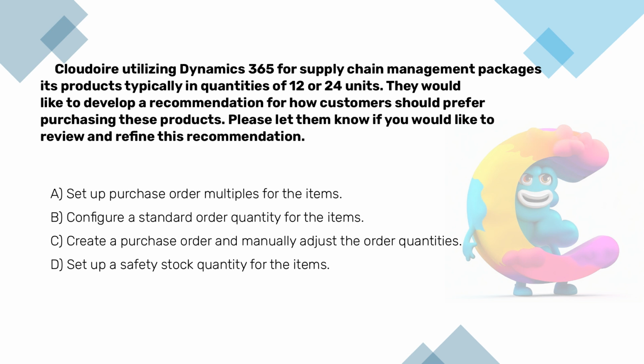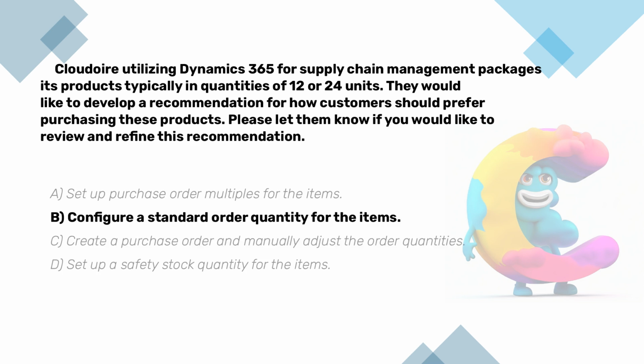Okay, now pause the video here, have a bit of think, and then continue when you are ready. This approach sets each item's order to be multiples of 12 or 24, ensuring consistent package quantities. It minimizes variation and helps avoid issues where customers might request smaller quantities, which can lead to confusion or dissatisfaction.